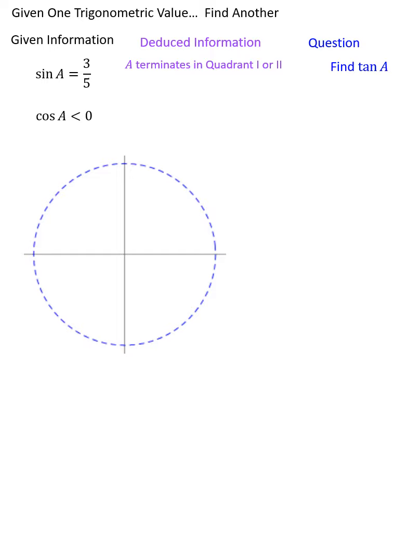But knowing that it terminates in quadrant 1 or 2 isn't enough information necessarily to finish the question. And so I'd like to narrow it down. Is it quadrant 1 or is it quadrant 2? Let's go through another chain of deductive reasoning. Back to the issue of what quadrant does the terminal point of A lie in?